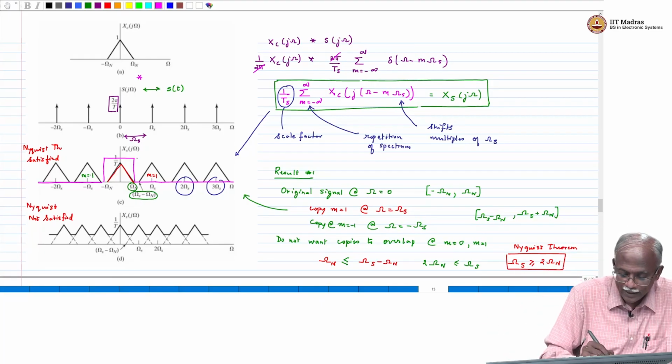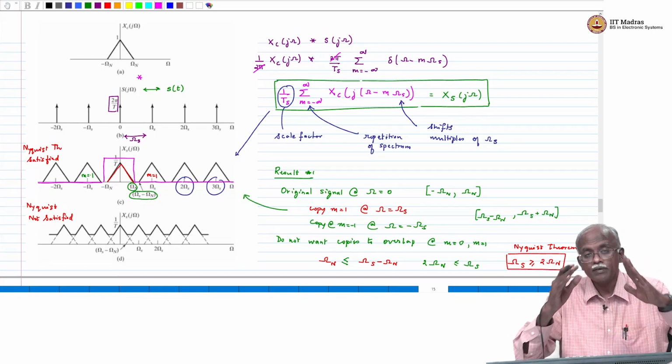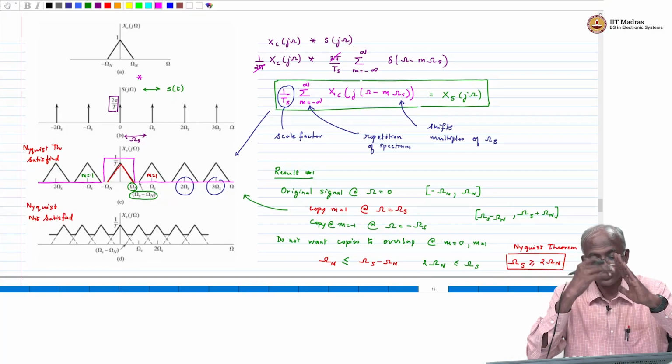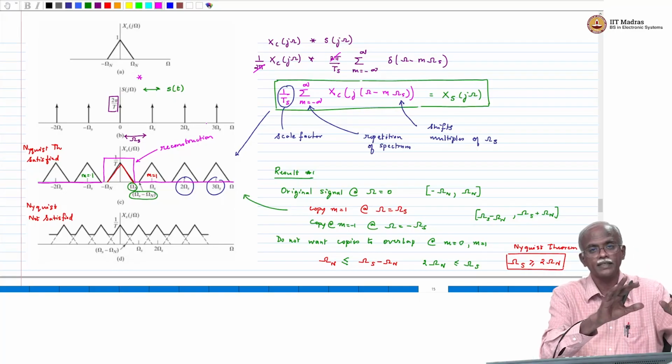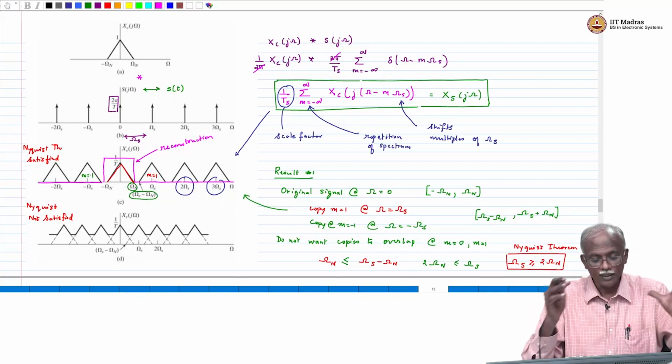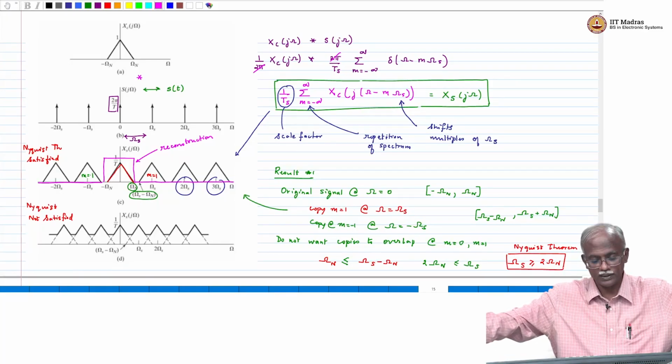Then what you will get is the signal that is remaining will be only the spectrum that corresponds to the first one. So, this is my reconstruction filter. Reconstruction filter is the one that produces for me my original signal back. How can I do that? By passing it through a low pass filter and removing all the unwanted copies.